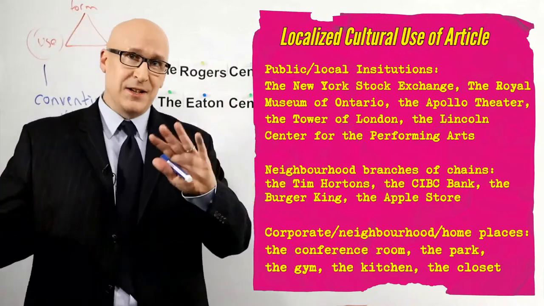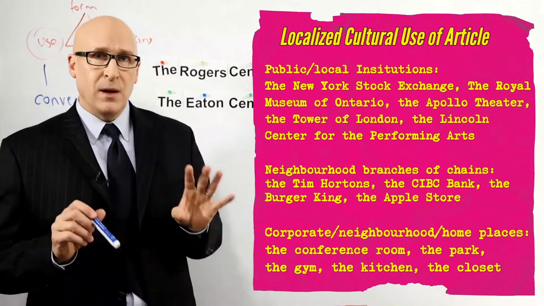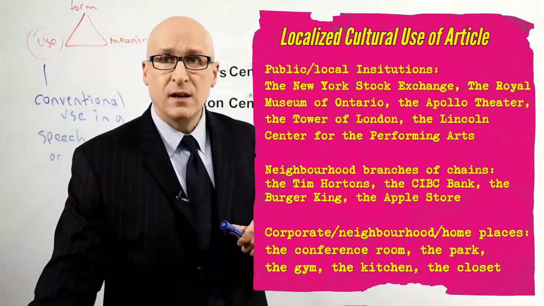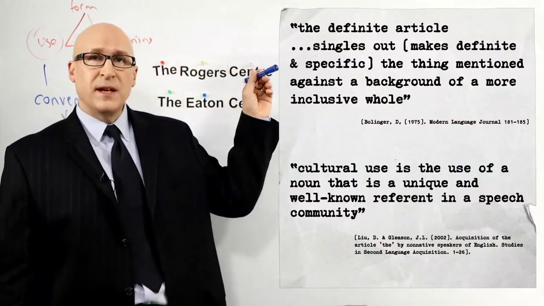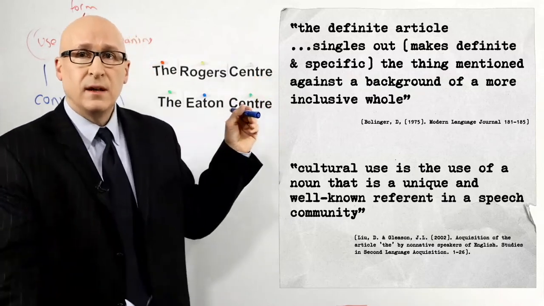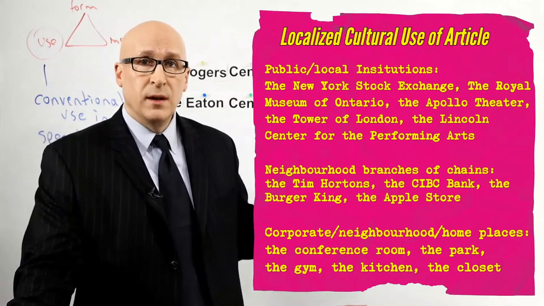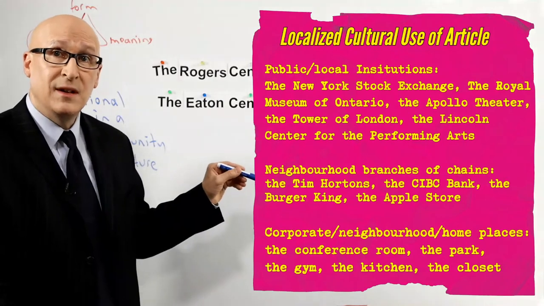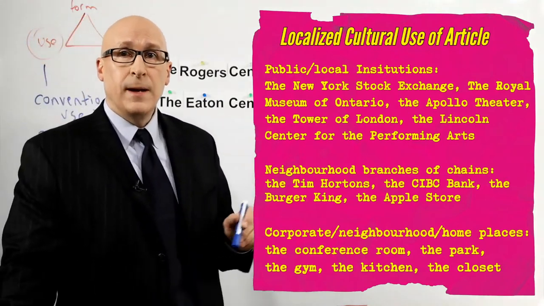Okay. I just gave you a lot of information, and I understand it can be confusing. But I want you to understand that the original definition of the definite article fits here, right? It makes something specific against a background of more inclusive, right? There are lots of banks in the world, but in my neighborhood, there's only one that I use. So it becomes local cultural use, okay?